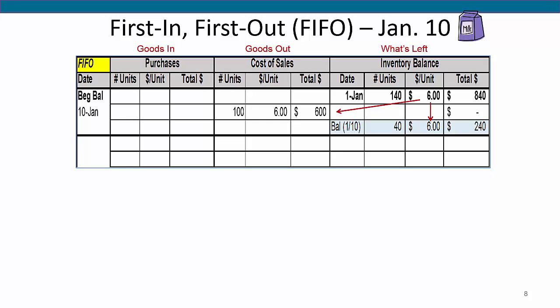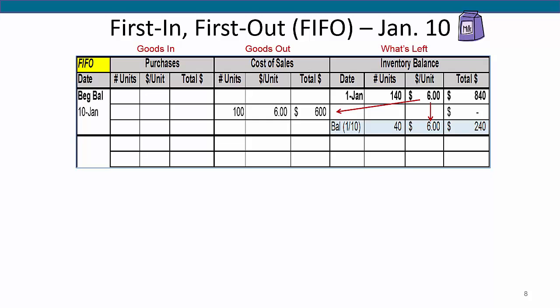Please be careful when recording the cost of sale. Don't get confused by the retail price of $15 given in the facts. The retail price is the amount charged to the customer. It is not a factor in the calculation of inventory cost. The only time retail price is important is when recording the sales journal entry.